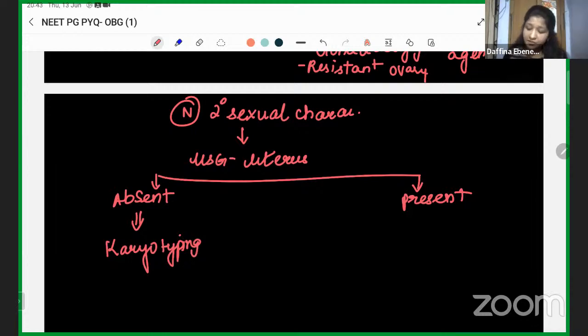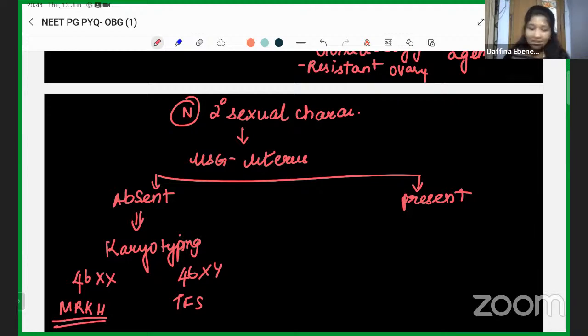On karyotyping, the question is whether the karyotype is 46XX or 46XY. 46XY is going to be testicular feminizing syndrome or androgen insensitivity syndrome. On the other hand, 46XX, where there is absent uterus as well as vagina, is going to be Mayer-Rokitansky-Küster-Hauser syndrome, which is the MRKH syndrome. Absent uterus, you look at the karyotyping. If it is XX, it is MRKH. If it is XY, it is testicular feminizing syndrome.